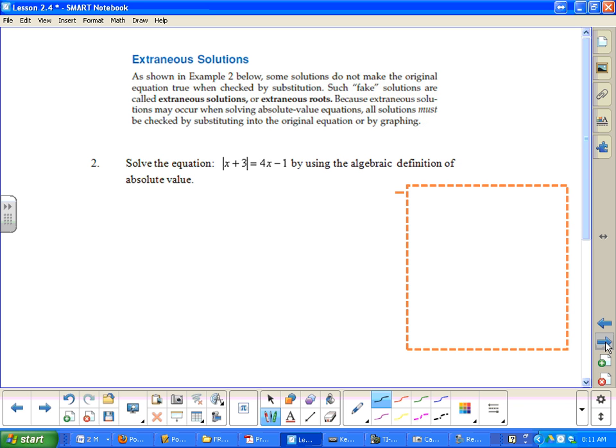So here we want to solve this equation. Absolute value of x plus 3 equals 4x minus 1. So either x plus 3 could equal 4x minus 1, or x plus 3 equals the opposite of that.